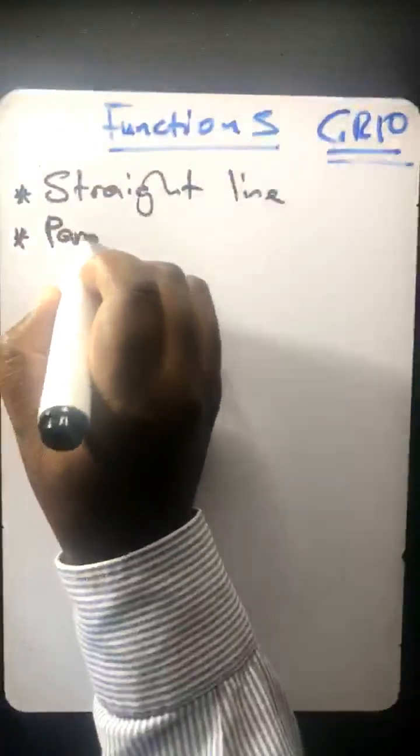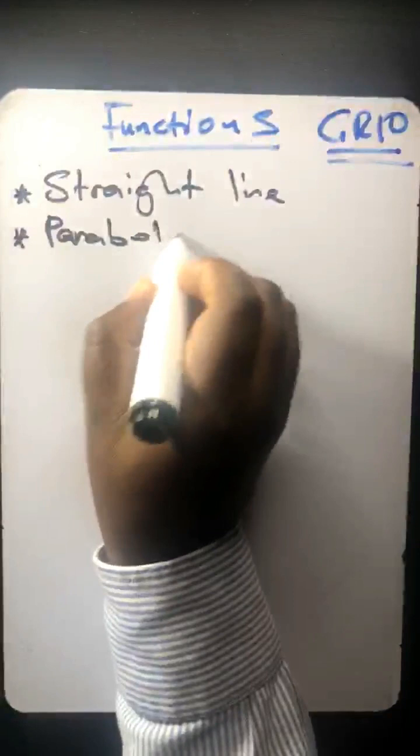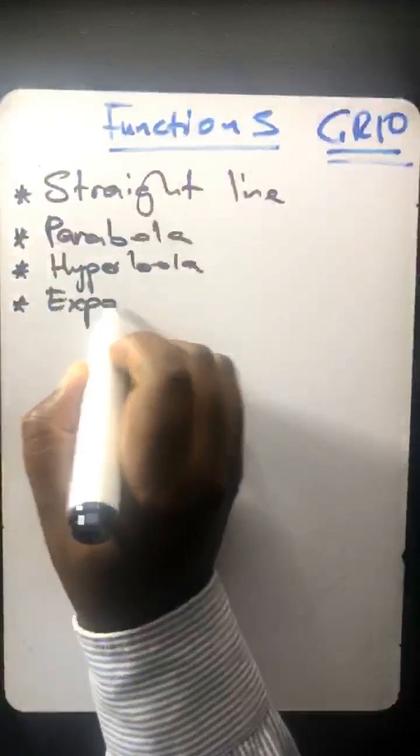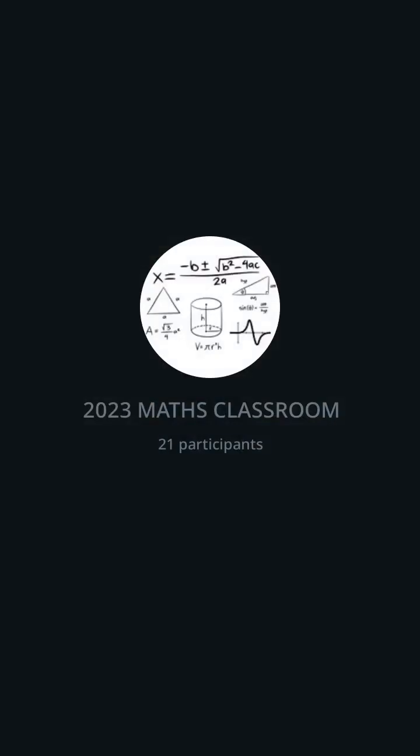So now I want to make everyone aware that we mainly study 4 types of functions. Number 1 being what we call a straight line. Number 2, parabola. Number 3, hyperbola. Number 4, exponential. So these are the 4 main types of functions that we will be looking at.